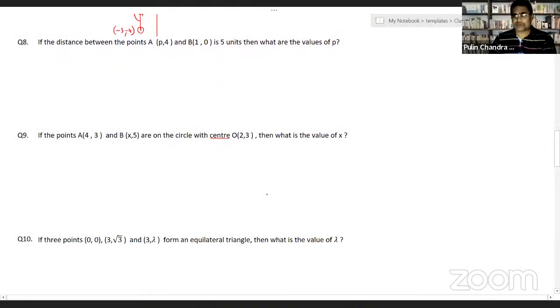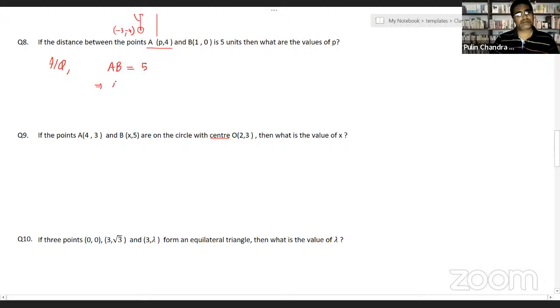If the distance between the points A, coordinates are P, 4, B, 1, 0 is 5 units. What are the values of P? बहुत ही बढ़िया. इसमें तो और कुछ करने का है ही नहीं. अकॉर्डिंग टू क्वेश्चन डायरेक्टली आप बोल ही सकते हो. AB इक्वल टू हाउ मच? 5. सॉरी, AB इक्वल टू 5.